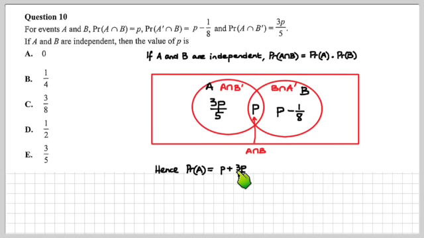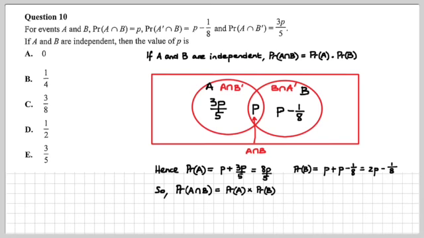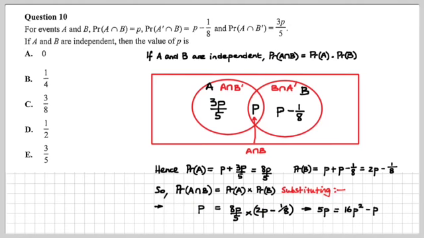So it's p plus 3p over 5, and all that comes to 8p over 5. Similarly, the probability of B, that's all of the B circle, is now p plus p minus 1/8, and that comes to that. Now we can work it out. We can multiply P(A) by P(B) and get P(A and B), and we'll substitute in. Now, what we've got to do is find the value of p which makes that equation work. You just have to basically multiply through by 5 and solve it for p.